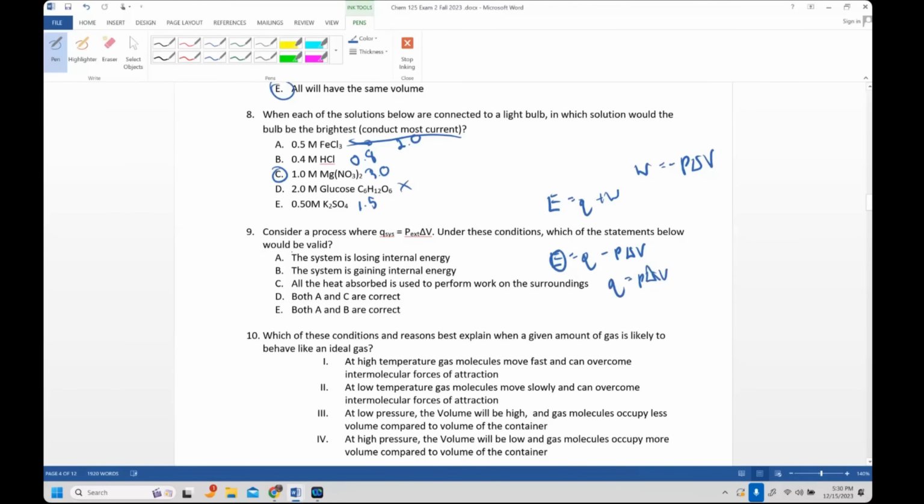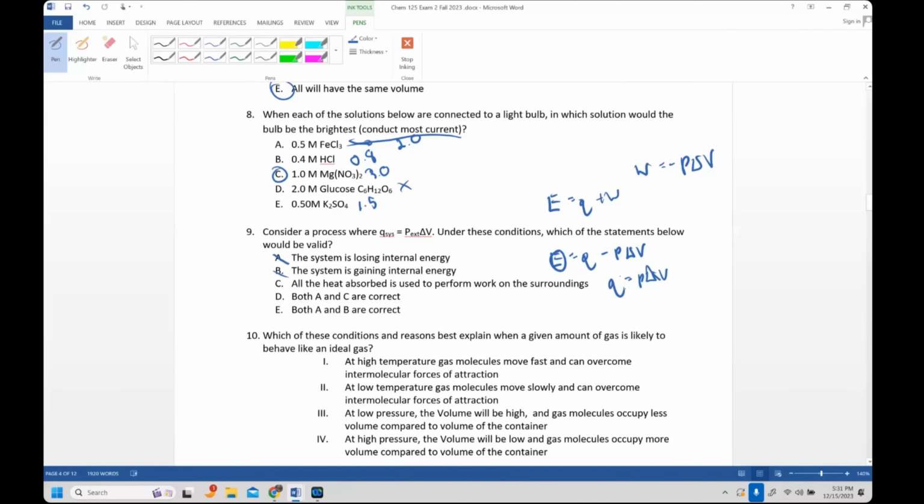So the system is not losing or gaining internal energy, but we can say that all the heat absorbed is used to perform work on the surroundings. That's one way to put it. Work is kind of equal to heat here. And that also means delta E is equal to 0, because Q plus W doesn't equal anything, since one is the opposite of the other.